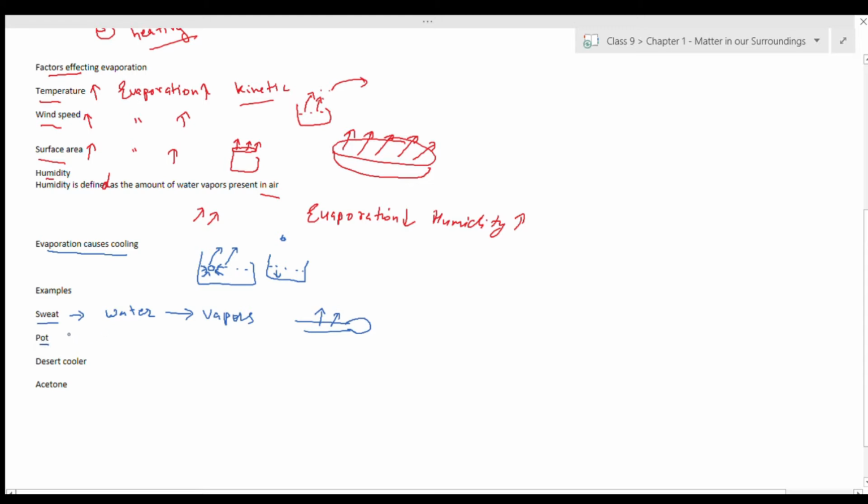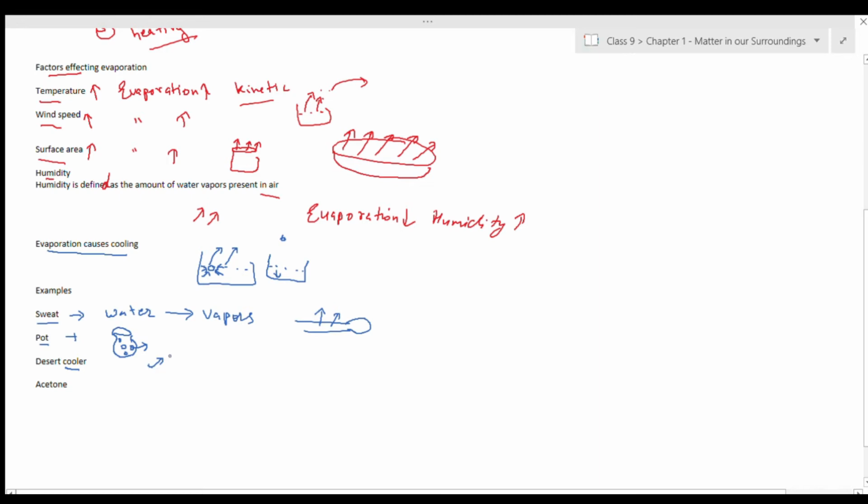Next example is of a pot. The water in a pot, you must have observed, remains cooler. This is because the pot is made up of soil or clay, and soil has tiny pores in it. The water evaporates from these tiny pores, collecting energy from the remaining water, and the remaining water becomes cooler. Another example is of the desert cooler. As the water flows, some of it is evaporated, and while doing so, it absorbs energy from the remaining water, and the remaining water becomes cooler.